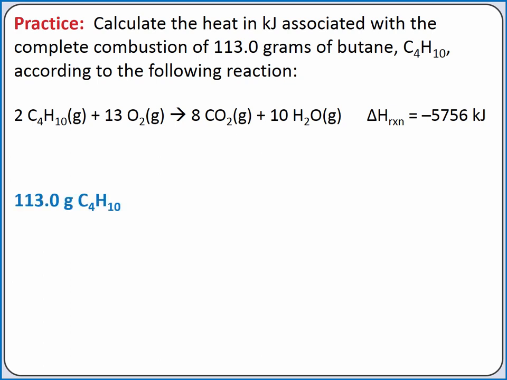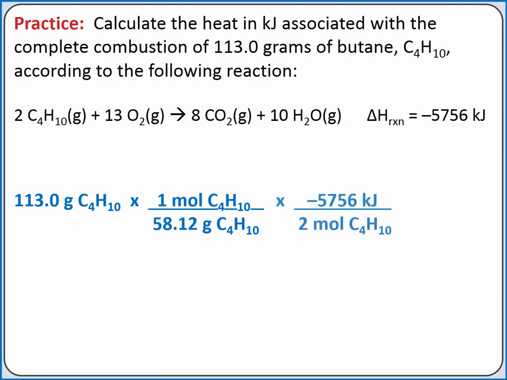We can convert from grams of butane to moles of butane using the molar mass of butane. Then we can convert from moles of butane to kilojoules using the coefficient for butane in the balanced chemical equation and the enthalpy of reaction that we're given. Completing the calculation, we should get negative 5596 kilojoules.